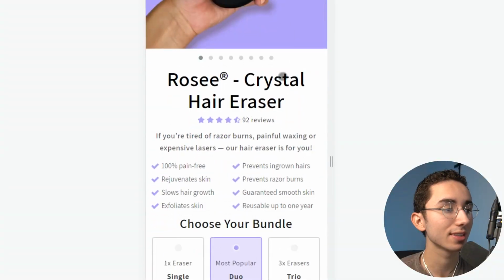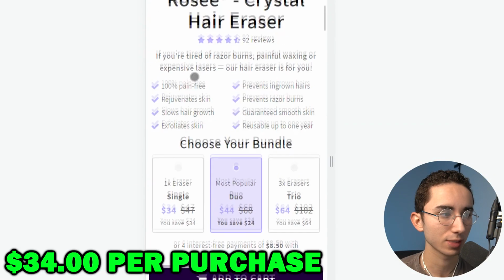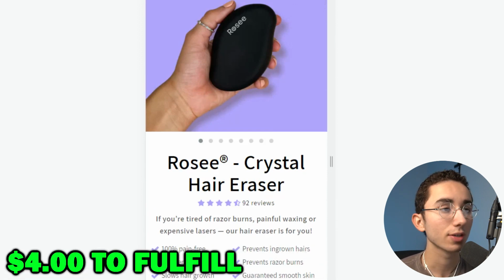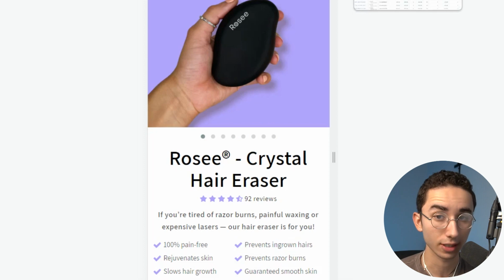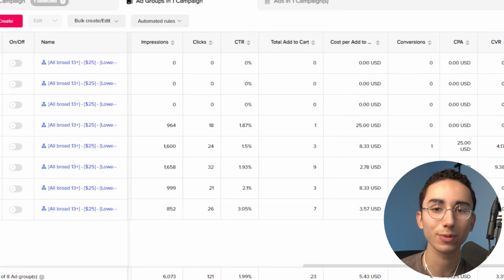So when we go down to this specific brand, we can see that buying one is $34 for this product. And let's say hypothetically it costs $4 to fulfill. So that means our break-even CPA is $30. So if an ad group is under $30, $25, $20, that means you are profitable. And that is the main thing I'm always looking at when evaluating a campaign.